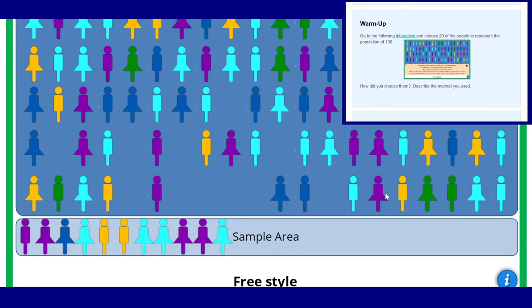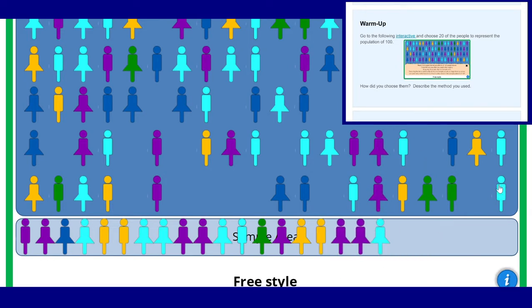So you can look at what I'm doing. So we have 1, 2, 3, 4, 5, 6, 7, 8, 9, 10, 11, 12, 13, 14, 15, 16, 17, 18, 19, 20. So there, I've selected 20 people. Hopefully you would do something similar.